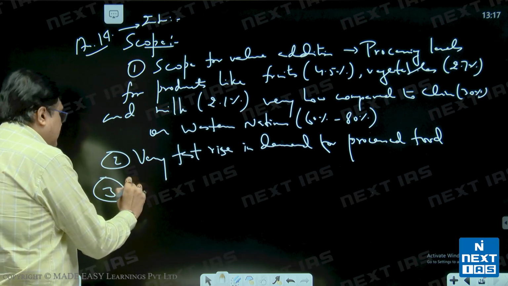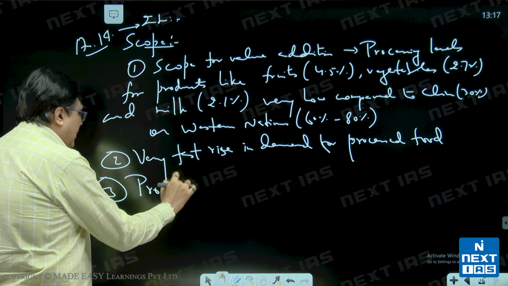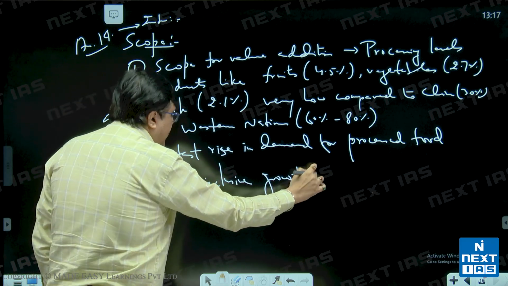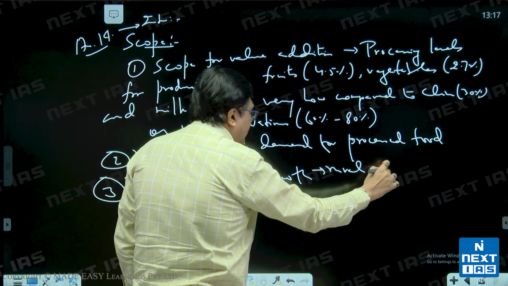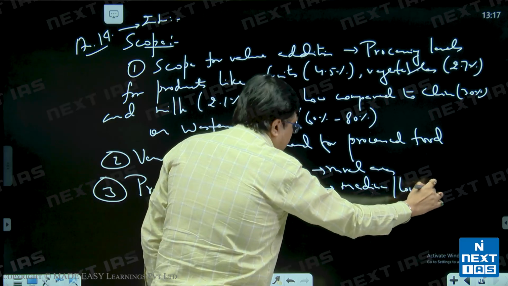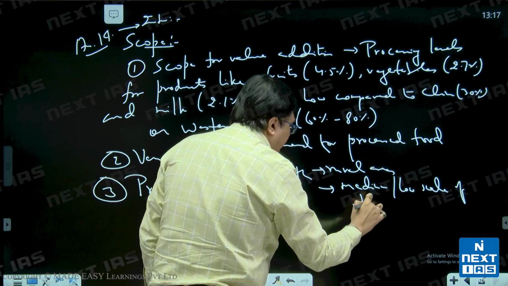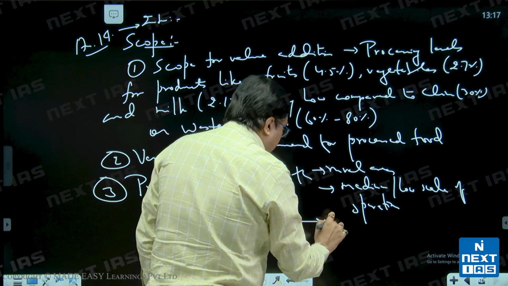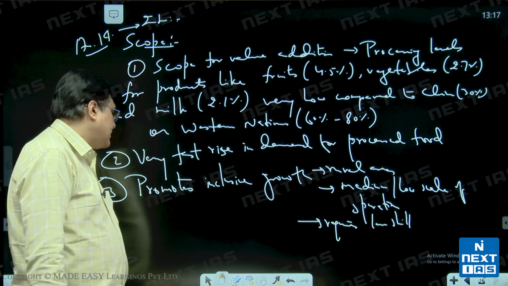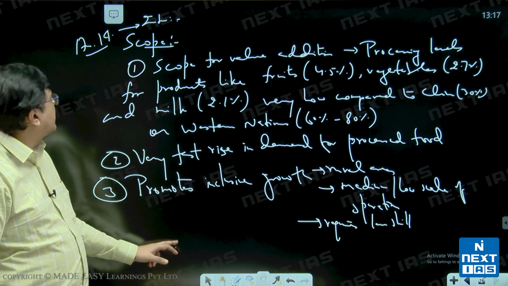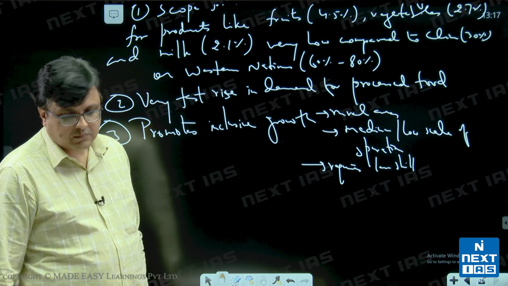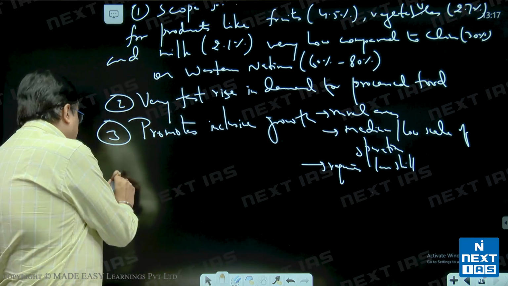The third thing is it promotes inclusive growth. Don't forget, it will be mostly in rural areas, medium scale to low level scale of operation, requires relatively less skill, and all that means that we are looking at promoting inclusive growth as another part of the scope there.